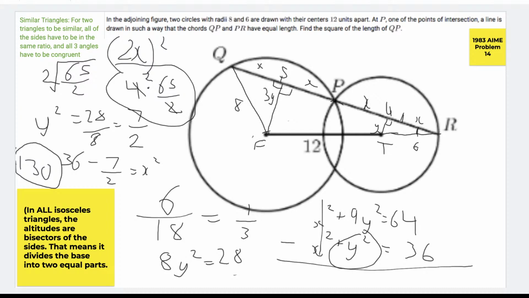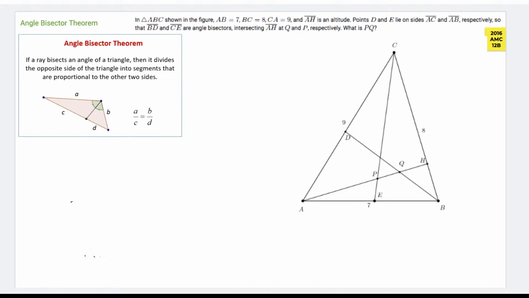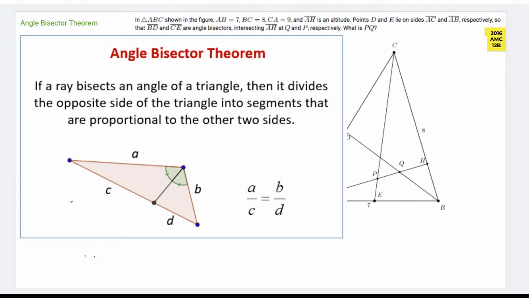Okay, so the next problem is a very good example of the angle bisector theorem. If a ray bisects an angle of a triangle, then it divides the opposite side of the triangle into segments that are proportional to the two other sides. For example, in this diagram, I'll expand it so you can see it. This is a ray, and it bisects this angle. So all this says is that A over C will be equal to B over D because of the angle bisector theorem, and it's very important to know.